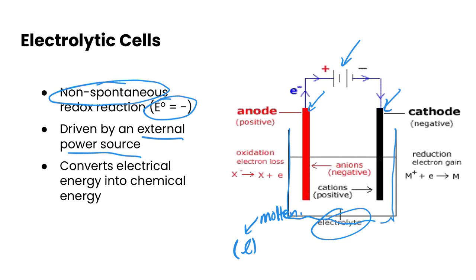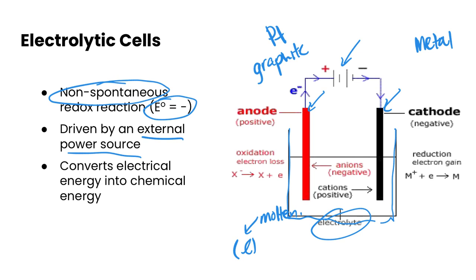Now, electrodes can either be inert, which means they're non-reactive. Things like graphite, as well as platinum, can be non-reactive, or they could be reactive types, so they might be some sort of metal. And so we might need to consider them in the reaction as well.